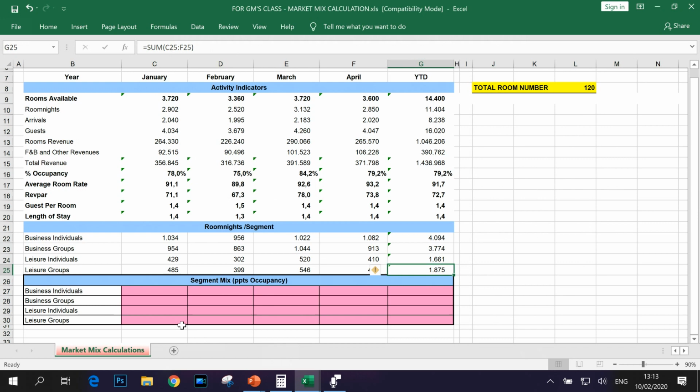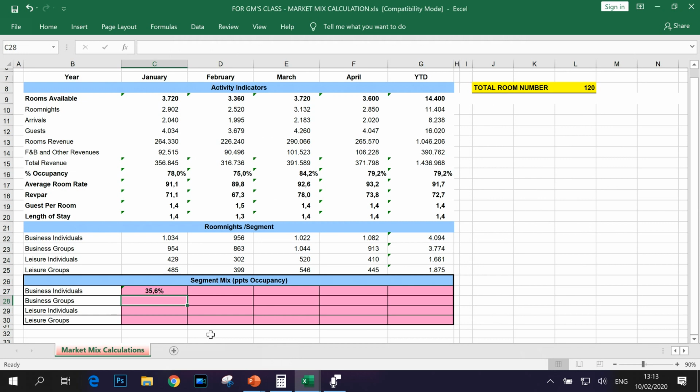So let's see what would be the market mix of each market segmentation. Let's start with April. In April, business individual was giving us 1,034 room nights out of 2,902. So the percentage of business individual equals 1,034 room nights divided by the total, which was 2,902, which is 35.6% of the total room nights.